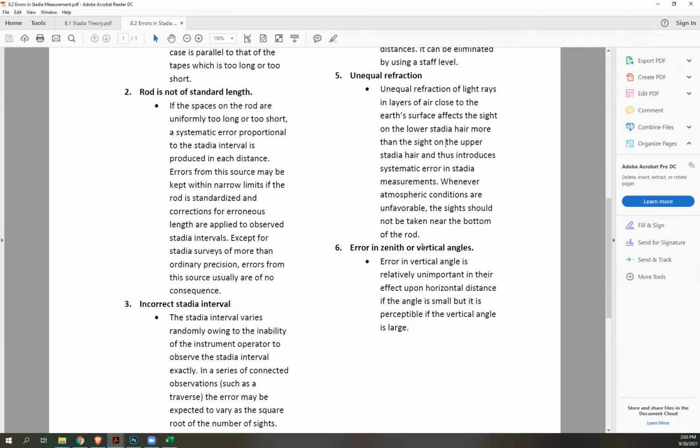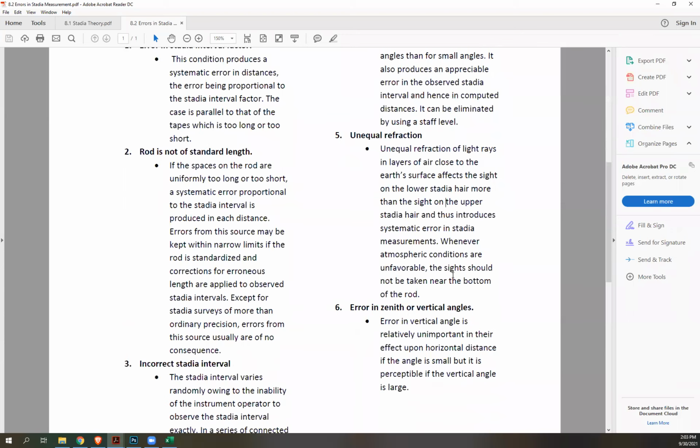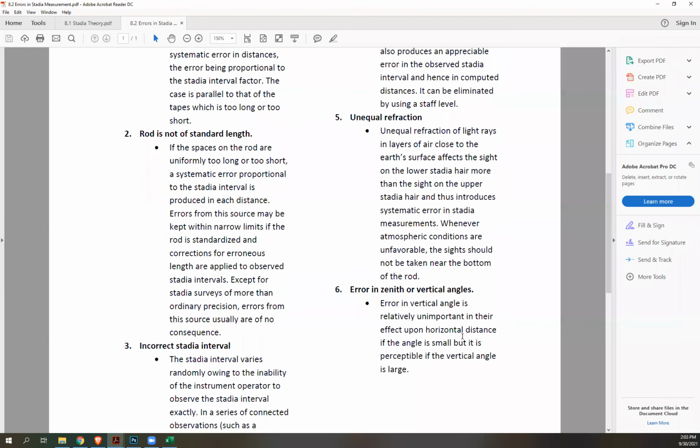And the final error is error in zenith or vertical angles. Error in vertical angle is relatively unimportant in its effect upon horizontal distance if the angle is small, but it is perceptible if the vertical angle is large. Similar to error in verticality of staff, if the angle is not large, then the error produced isn't that problematic. It becomes an issue when the angle that you're observing is large enough.